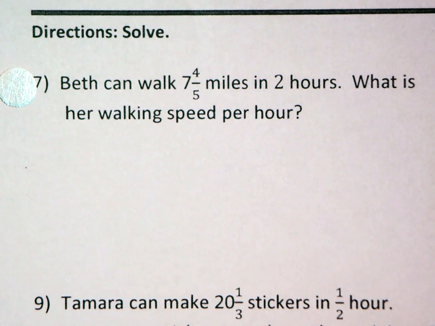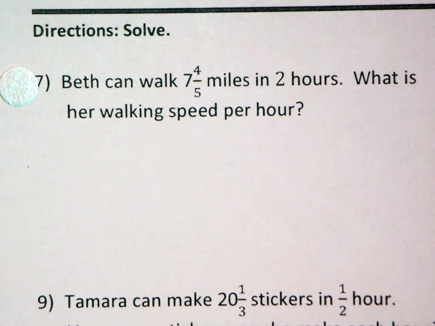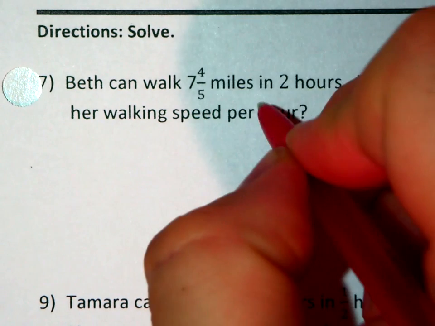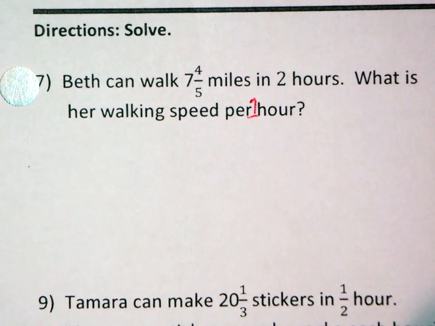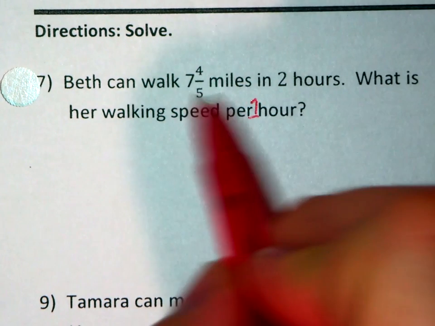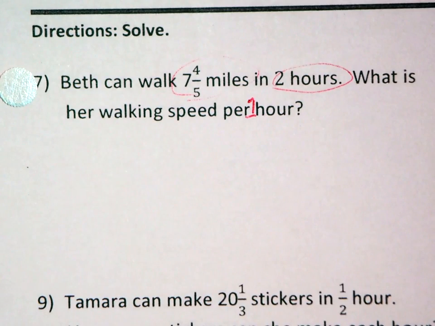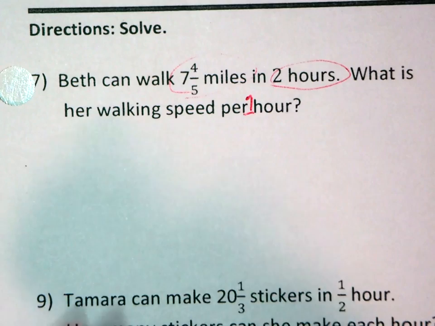Now we get into a little bit more of the meat and bones of what we discussed in class. Solving for unit rates. So Beth can walk 7 4/5 miles in 2 hours. What is her walking speed per hour? And we're looking for per 1 hour. And as we discussed in class, we accomplish that by taking our total number of miles and dividing it by our current number of hours, and that will give us a unit rate, or a rate over 1 hour.